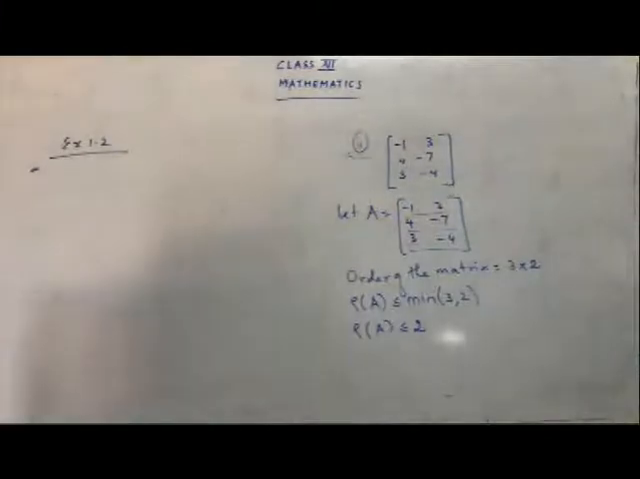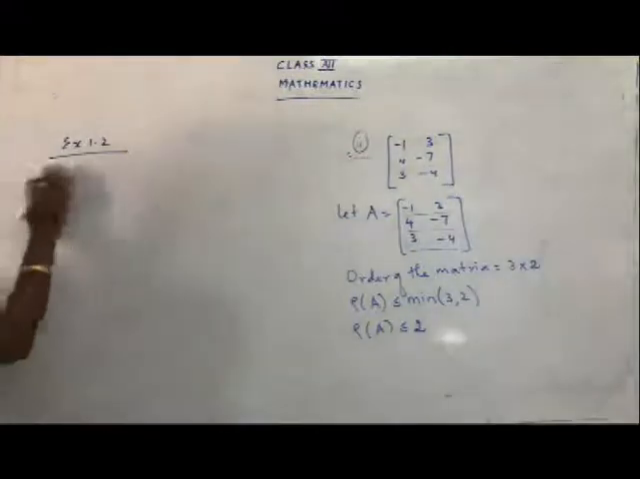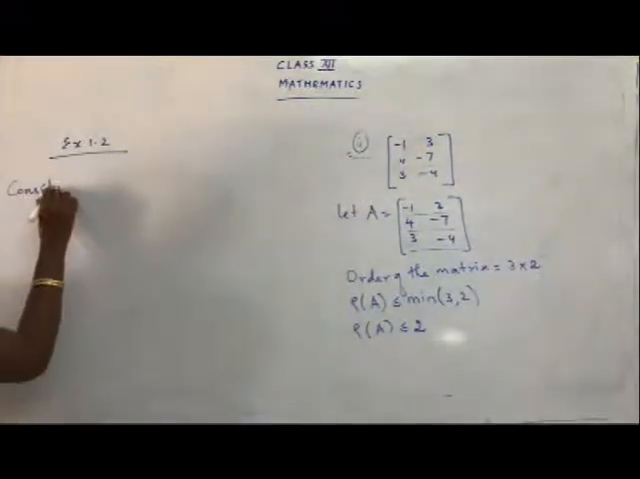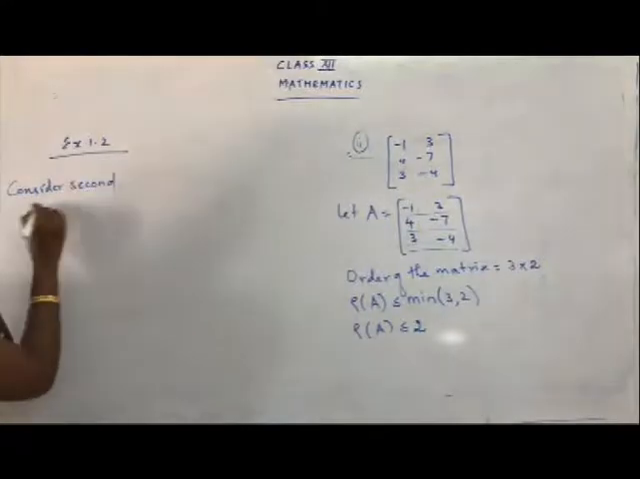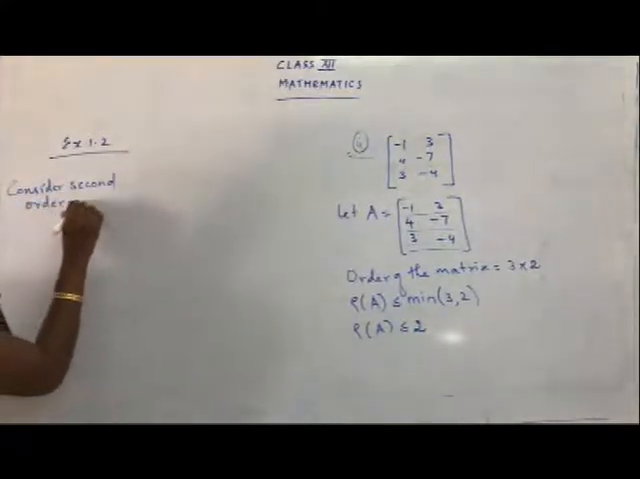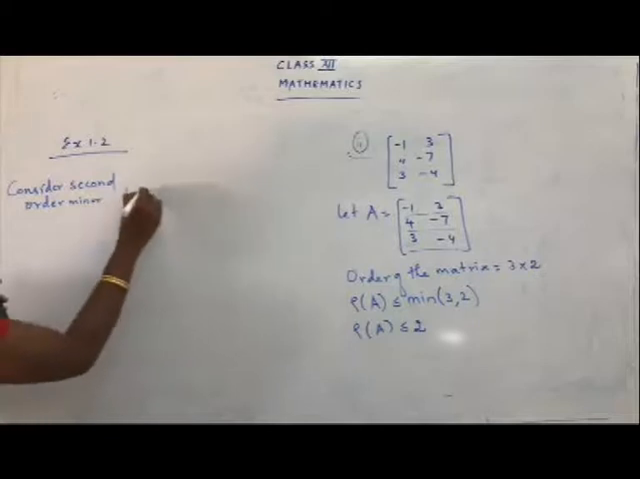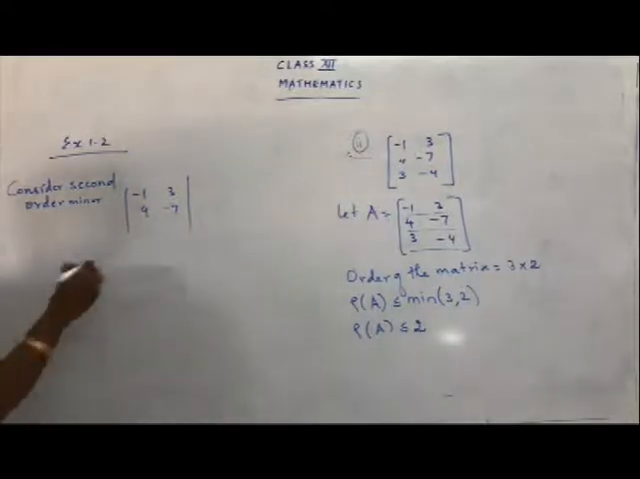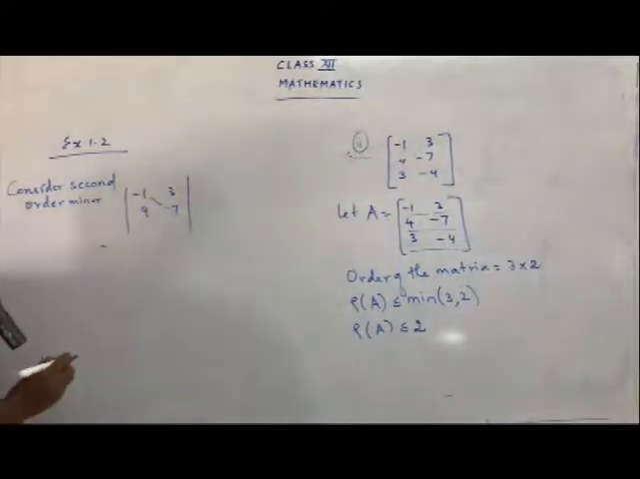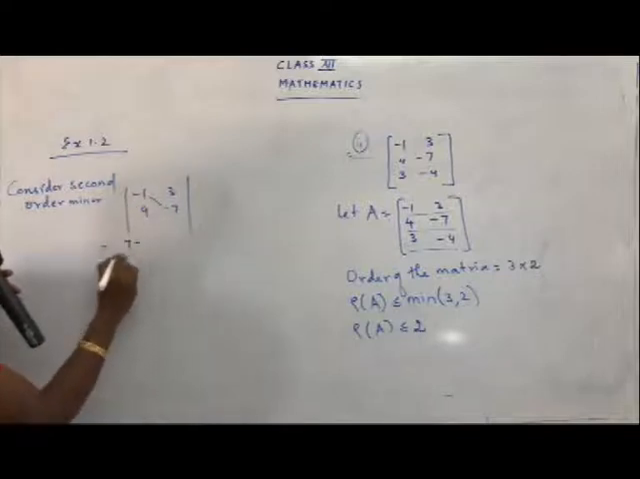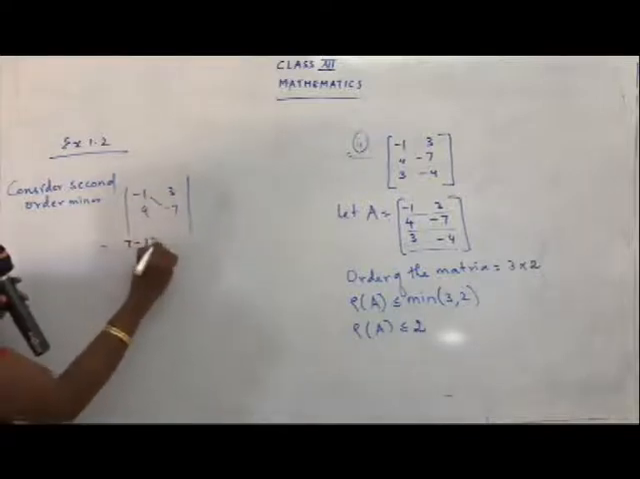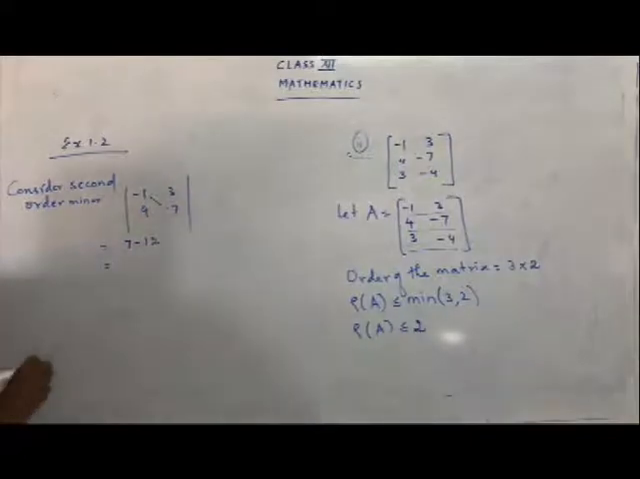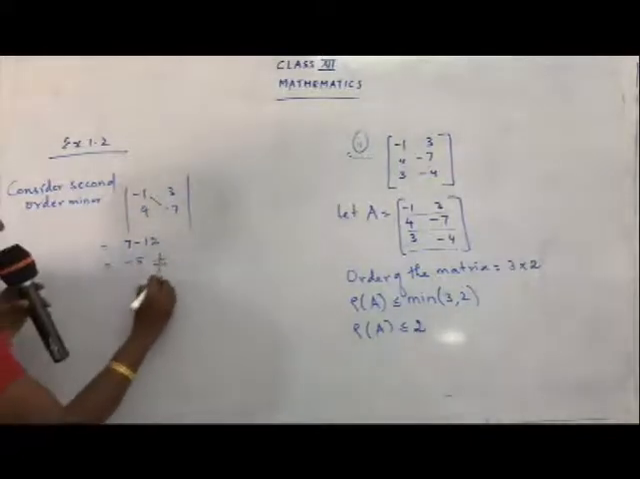So you can choose. But the thing you have to remember is you have to choose a square submatrix. That's the only thing you remember in your mind. So I'll consider the second order minor. I am going to take the minor as minus 1, 3, 4, minus 7. Let's find the determinant of this. Minus 1 into 7 is minus 7. Main sign is minus. 4 3s are 12. So minus 7 minus 12 gives you minus 19, which is not equal to 0.